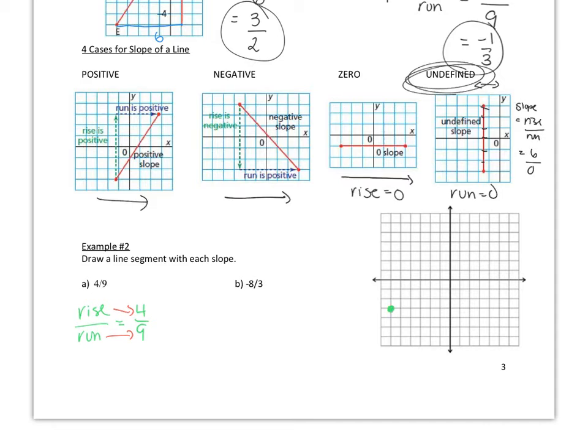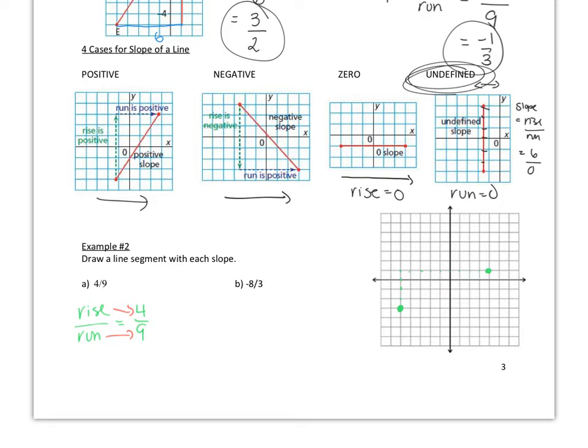Actually, sorry, just to stay consistent with my notes, just in case you're looking at both the completed notes and this, I'm going to start here. So we need to rise 4. So 1, 2, 3, 4. And then we need to run +9. 1, 2, 3, 4, 5, 6, 7, 8, 9.